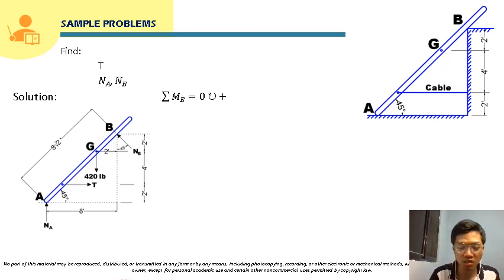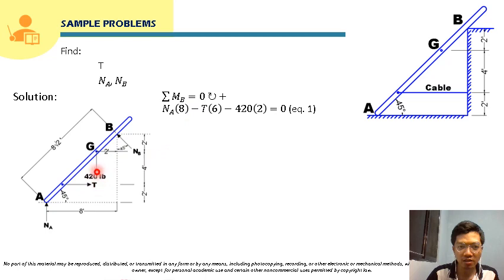So let's start summing up moment. It will be equal to 0, and clockwise rotations will be positive. For NA, the moment about point B is NA times its moment arm, which is 8 feet, so that will be NA times 8. It rotates about point B clockwise, so it will be positive here. Now for T, the tension force, its moment about point B will be T times its moment arm, which is 4 plus 2, so that will be 6. Its rotation about point B is counterclockwise, so it will be negative here.